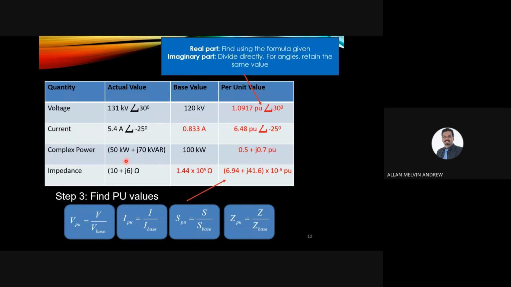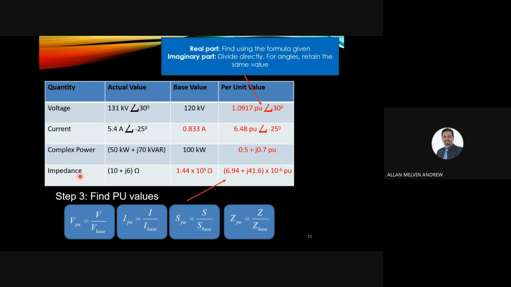How do you write it? Here you already divide: 50 divided by 100 for the real part, so you get 0.5, plus J, 70 divided by 100 is 0.7. So you write it like this: 0.5 plus J 0.7 pu.